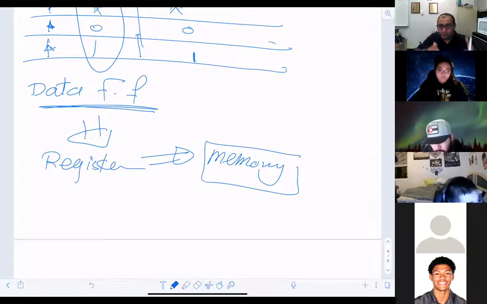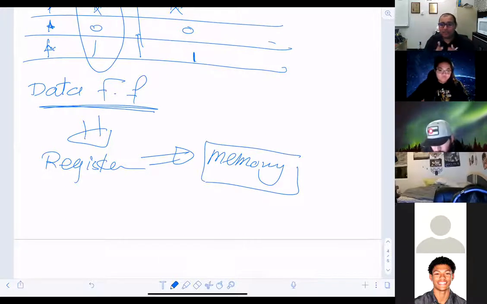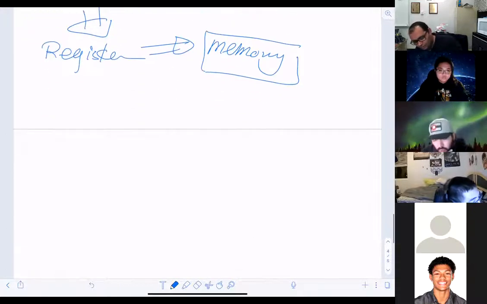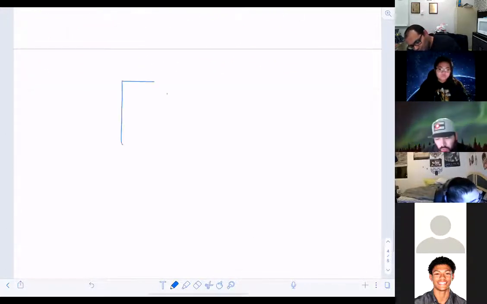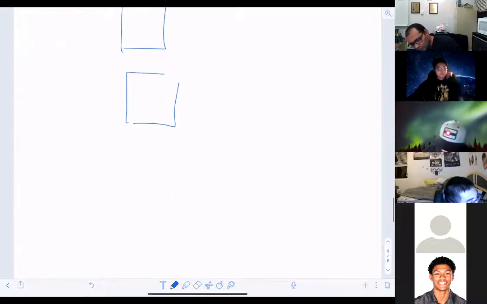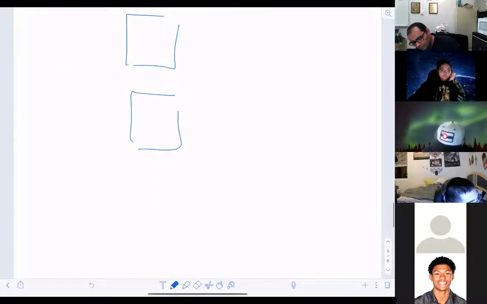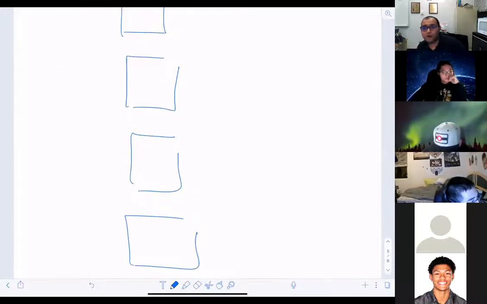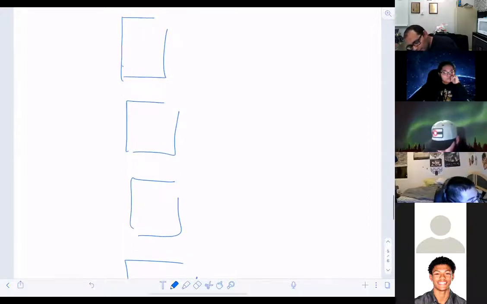So if you use the D flip-flop, you can use it for storing data. That means you will hold the data for a while, and then when this data comes out, you release it. For instance, if I have 1, 2, 3, 4 flip-flops like this, and all of them are working together on the same clock.